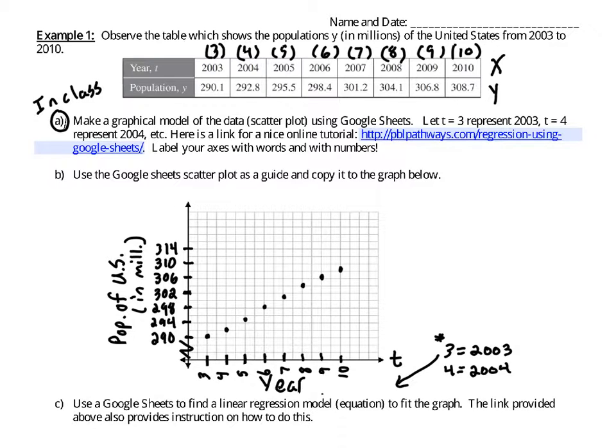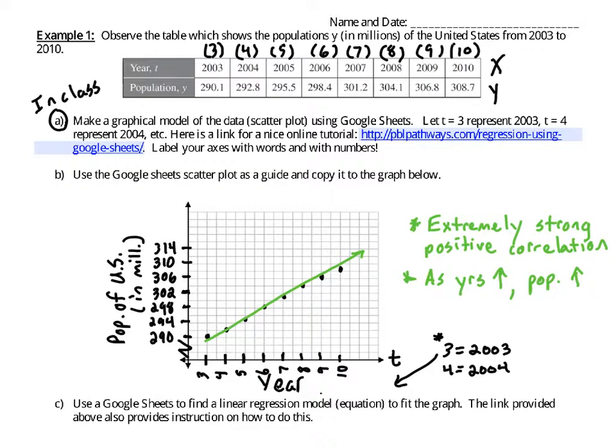So once the points are plotted, what you can see is, in this particular case, there is a very, very strong positive linear correlation, and you can see that by the pattern of the points. In other words, it would be very, very easy for me to try and draw a straight line that hits nearly every point, and the points that I have missed are not very far off the line. So there's an extremely strong positive correlation, and as the years or time increases, population also increases.